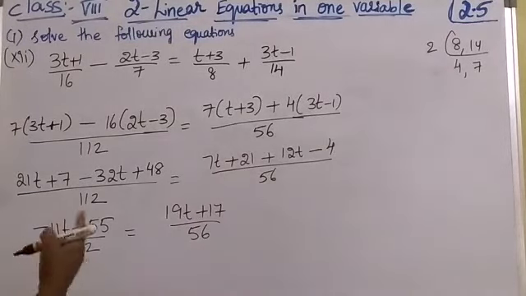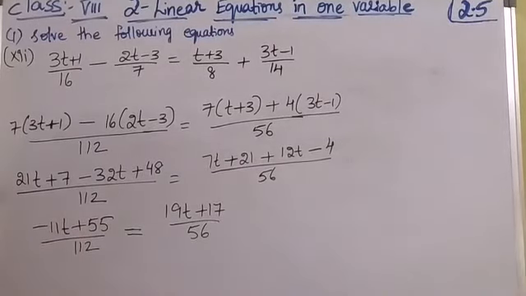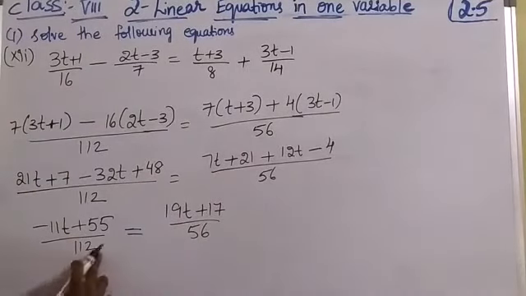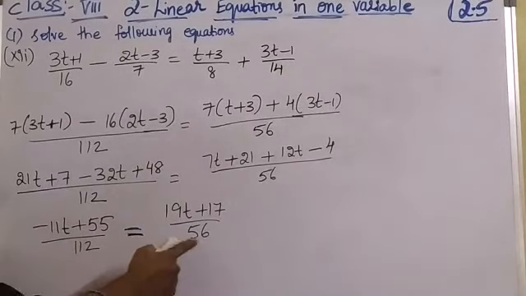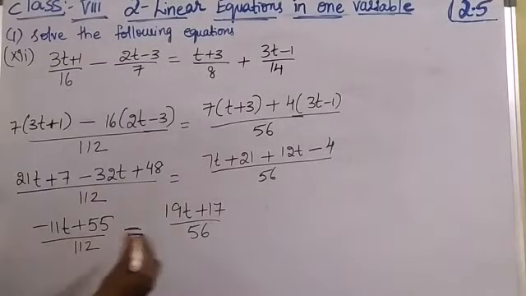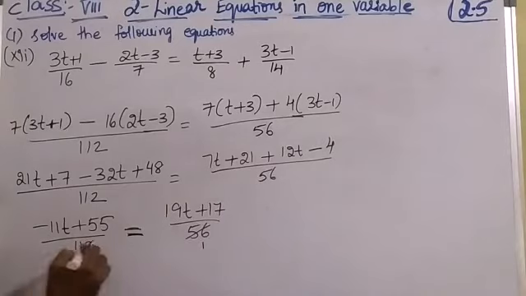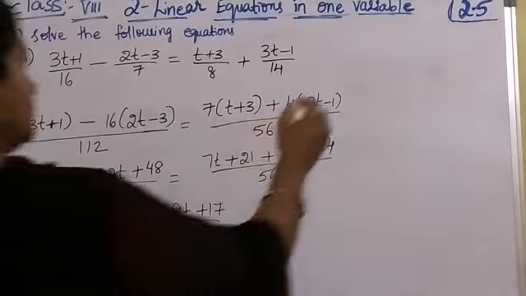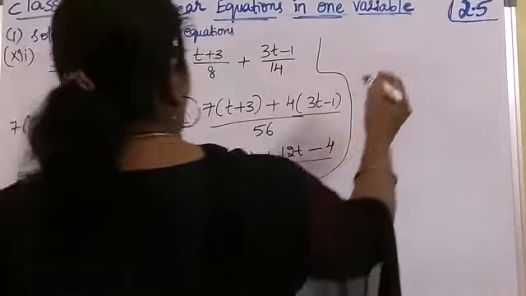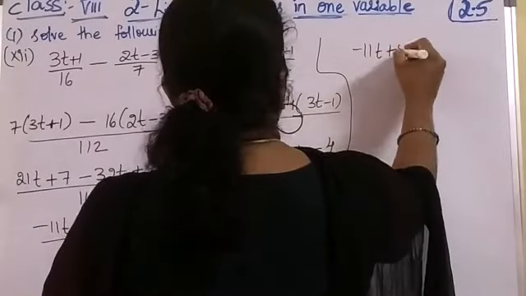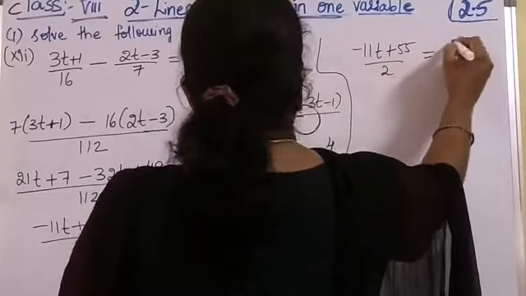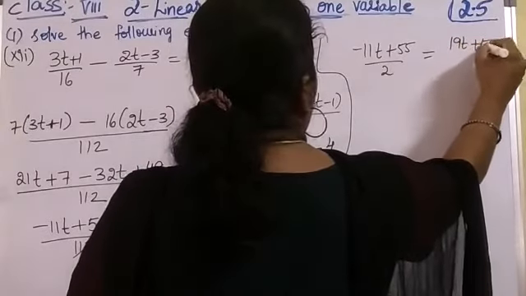Now here you should go for cross multiplication. Here if you observe, 112 and 56 are very big numbers. See, is any cancellation possible in the denominators and numerators? If you observe 56 and 112, 56 1s are 56, 56 2s are 112. So you can cancel here. Okay. So finally you got minus 11t plus 55 by 2 equal to 19t plus 17 by 1.